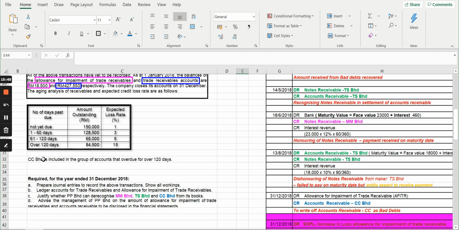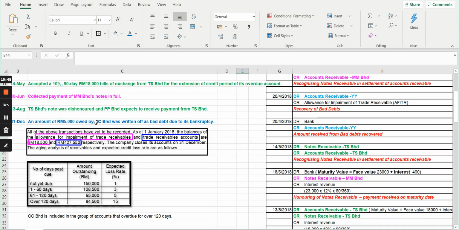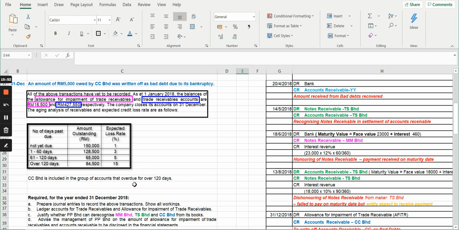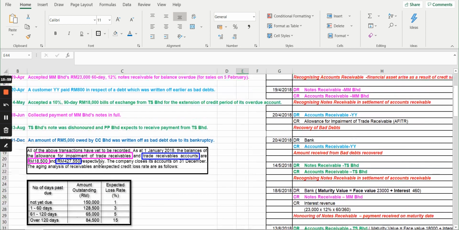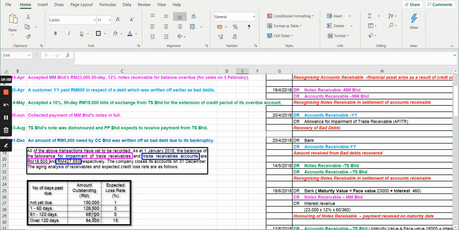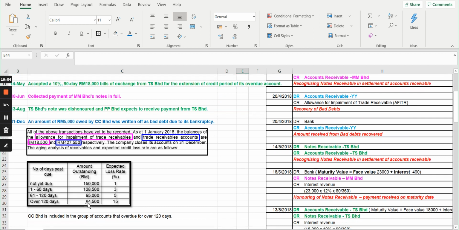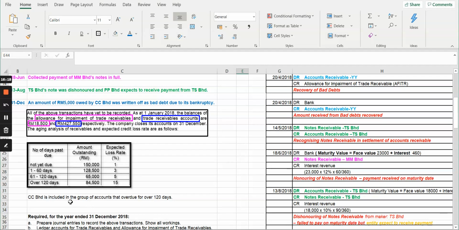And CC Berhad, which is the one that you have written off as bad, 5,000, was also included in the group of accounts that were under overdue. So this 84,500 also included 5,000. So you need to go and take out that 5,000 from 84,500, written off as bad, and update the amount outstanding here. If you just calculate, that will be 79,500 for here, right? So we're going to check that later.